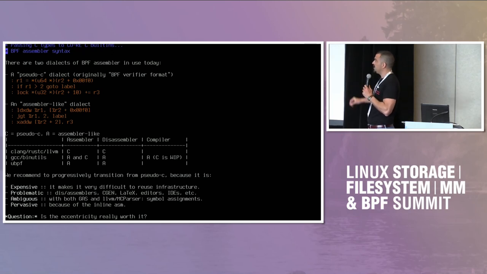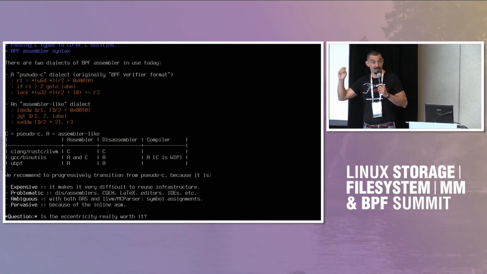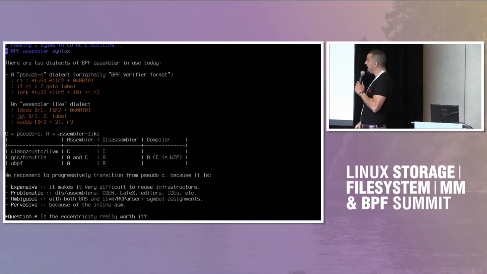But okay, let's see. So right now, there are two main BPF assembler dialects, so to say. I think there are more, but the ones that are actually relevant are these. There is the main one, which we call pseudo-C because it looks like C statements. Originally the BPF verifier format, I found that phrase in your first patch to Clang, because this comes, I think, from the format that the verifier used to dump, to print, the bytecode.